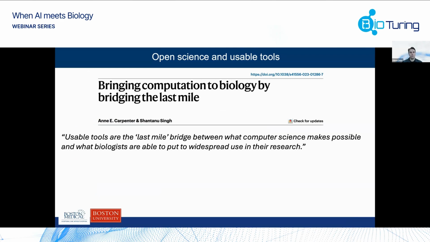One thing I would like to highlight is that when we make something, we want to make something that is usable. There's a lot of tools that are really great, probably the best in the world, but they're not very usable for a number of reasons. And I think this is very nicely laid out in this short comment from Anne Carpenter and Shantanu Singh, where they say usable tools are the last mile bridge between what computer science makes possible and what biologists are able to put to widespread use in their research.